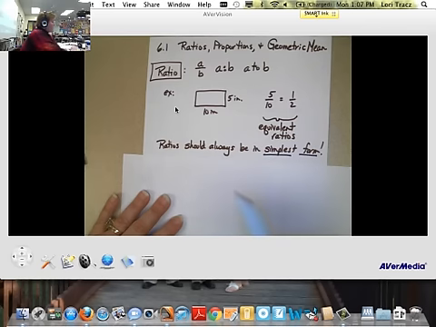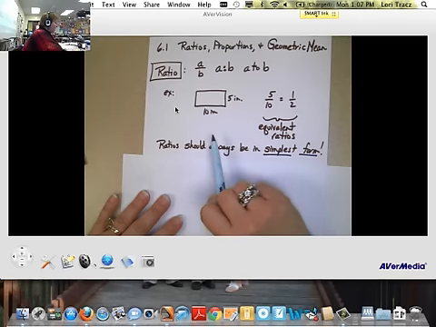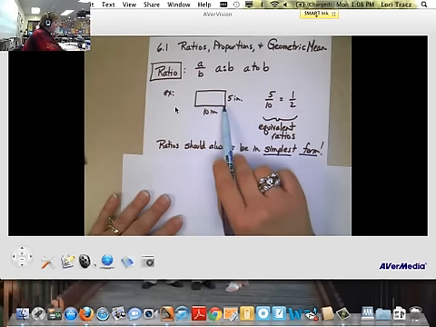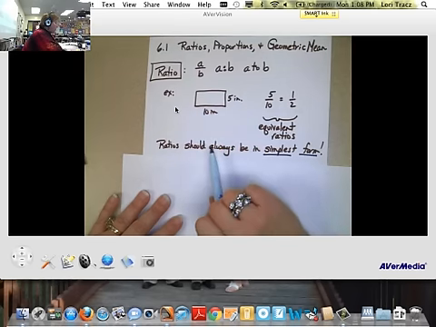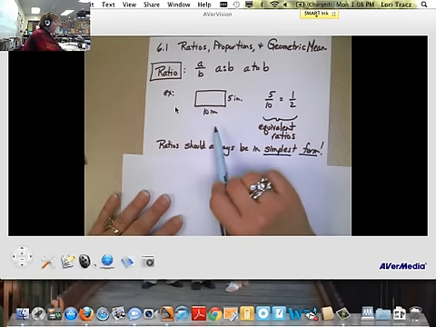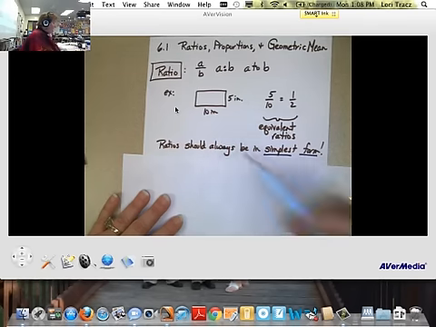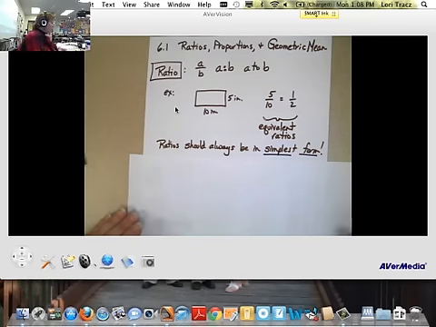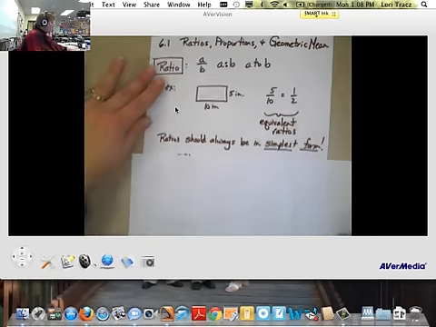I think I said that the ratio of the height to the width or the width to the height. You really have to be specific. In this case, this is the ratio of the height to the width. If they wanted the ratio of the width to the height, then it would be 10 to 5 or 2 to 1. So it is really important to be specific on that.